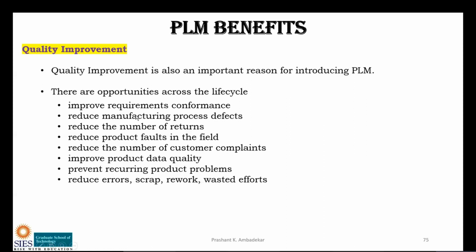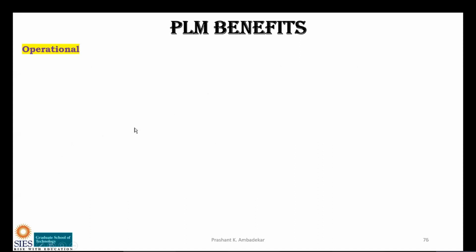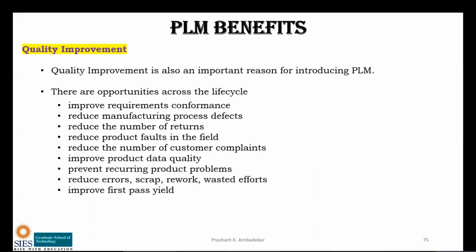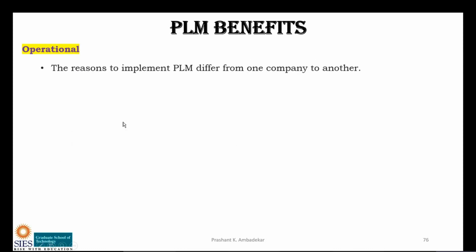So that has to be properly identified, and if it is identified then it comes as PLM benefit. If it is not identified then you cannot count this as the benefit of PLM. Then improve first pass yield and so on. So these are the factors where improvement can be done in the quality of the product. So all this will lead to the good product, quality product.